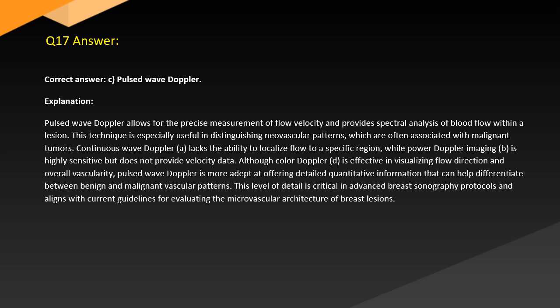Continuous wave Doppler lacks the ability to localize flow to a specific region, while power Doppler imaging (B) is highly sensitive, but does not provide velocity data. Although color Doppler (D) is effective in visualizing flow direction and overall vascularity, pulse wave Doppler is more adept at offering detailed quantitative information that can help differentiate between benign and malignant vascular patterns. This level of detail is critical in advanced breast sonography protocols and aligns with current guidelines for evaluating the microvascular architecture of the breast.